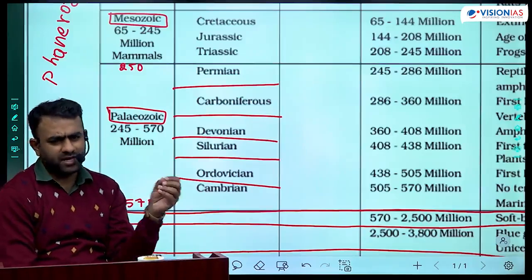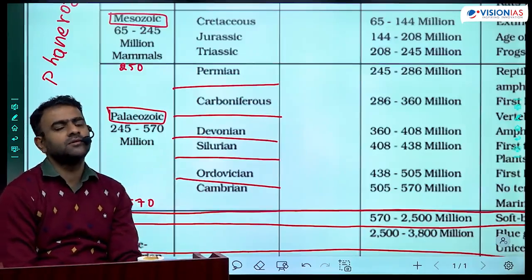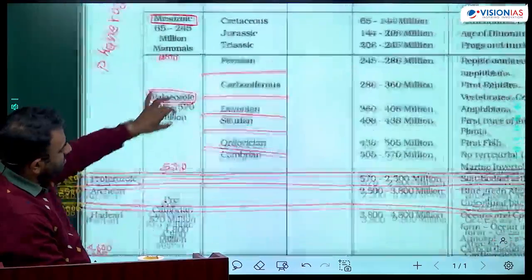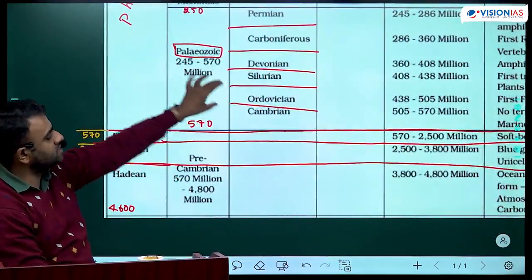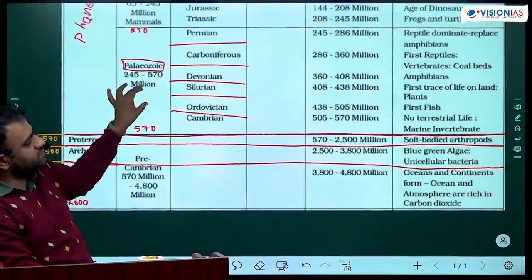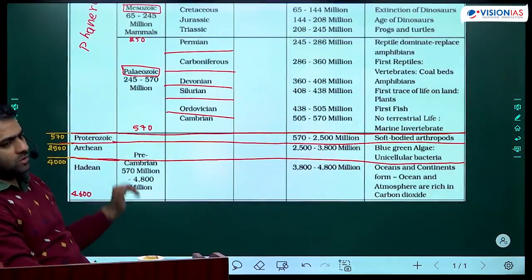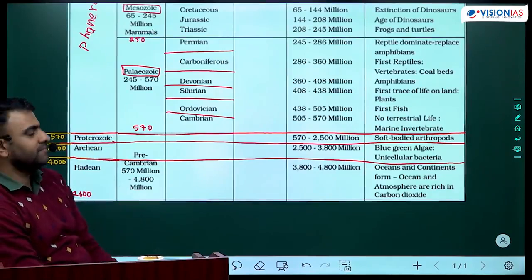जो भी था वैसे ही है, मरीन इनवर्टिब्रेट सॉफ्ट बॉडीड ओनली. इसीलिए हम सारा मिला के प्री कैम्ब्रियन बोलते हैं. The first period of the Paleozoic is Cambrian, so it is named after this only. सबके इसके पहले वाला जो भी है, it's all of them together is called as Pre-Cambrian.